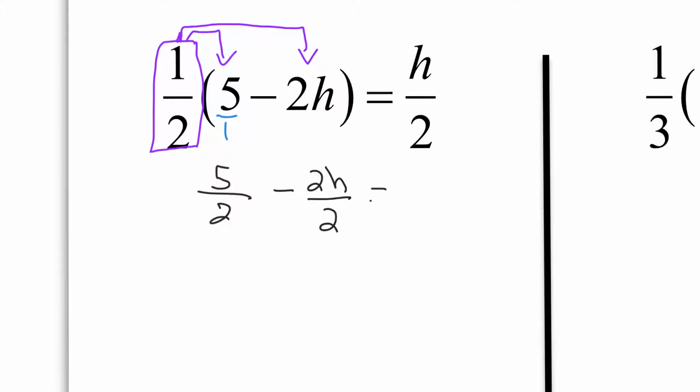On the other side, you will have h over 2. Now, you do have fractions, so the next step is to get rid of the fractions. One thing you might notice is this fraction here, you can actually simplify to 1. 2 divided by 2 is 1.